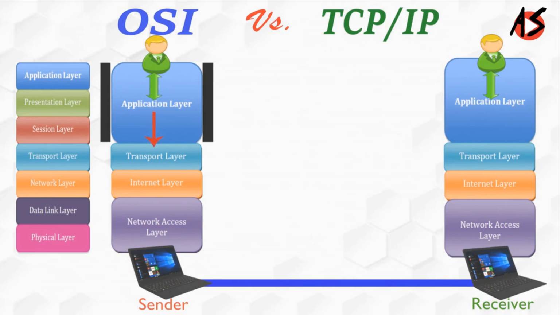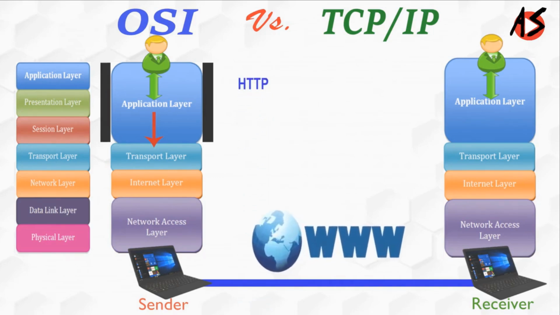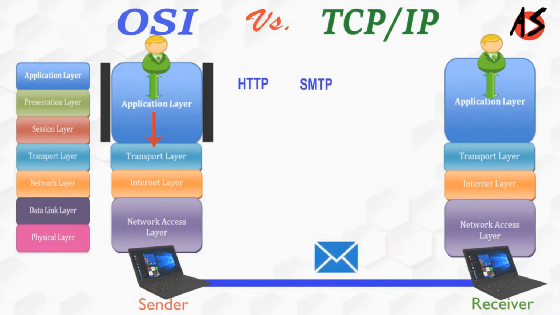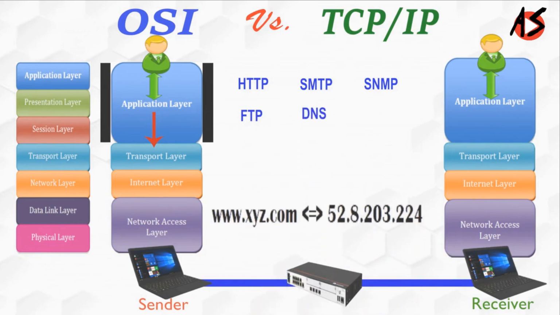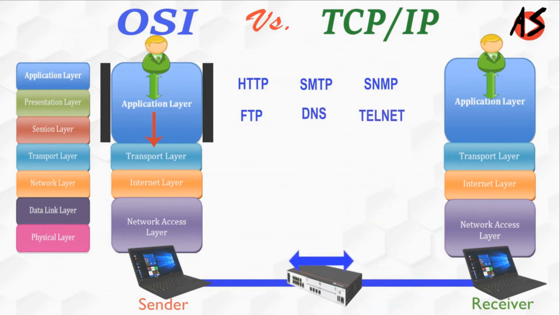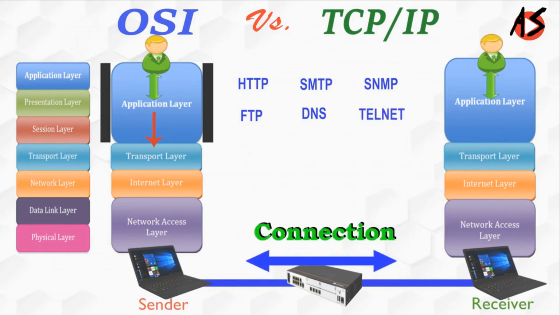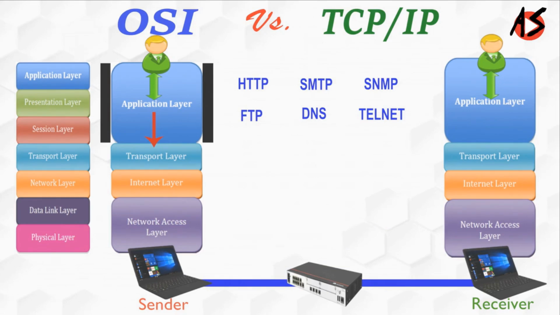Various protocols are used in the application layer, like HTTP, to access the data over the World Wide Web, SMTP for email transfer, SNMP for managing the devices on the Internet, FTP for transmitting the files from one computer to another computer, DNS that maps the name to the address, and Telnet for the connection between the local computer and remote computer.